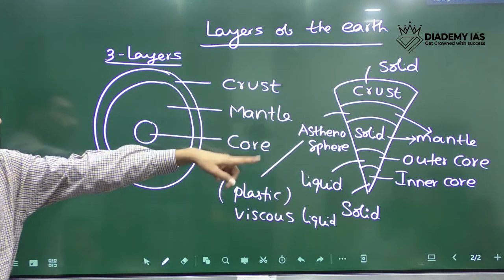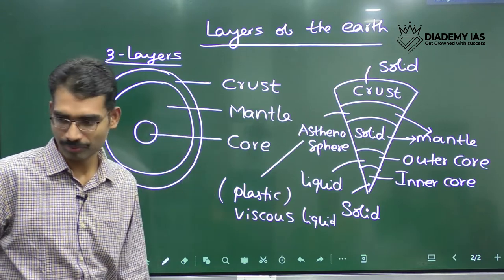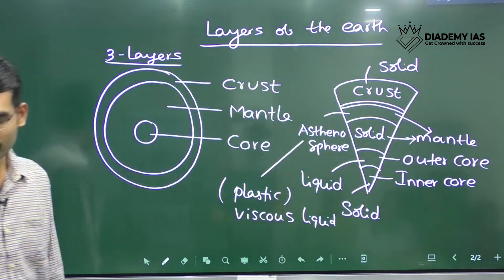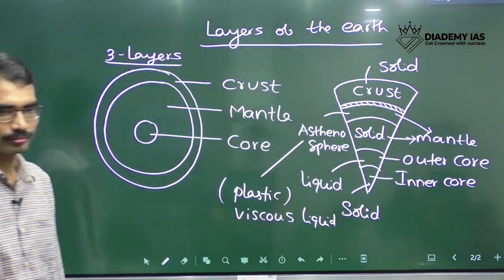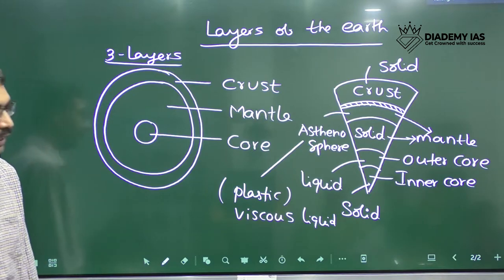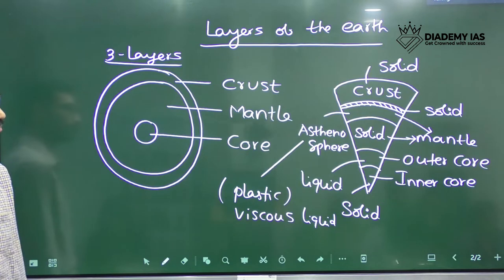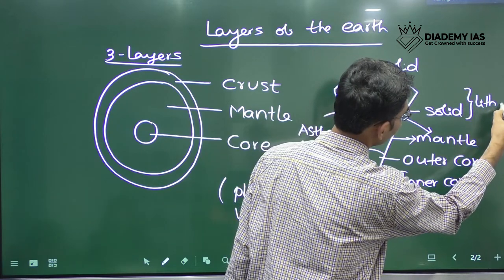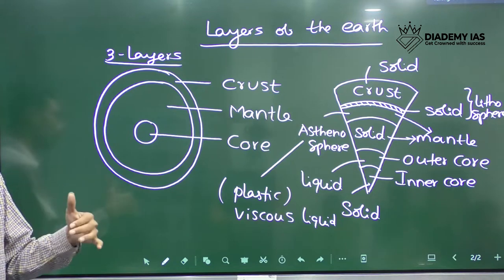Now next comes, here nowhere are we saying any word called lithosphere. Did we say any term called lithosphere here? But in the last class we were discussing lithosphere. Now here, there is a layer on the top of asthenosphere that is in solid form. So that is the uppermost part of mantle. Now this crust and uppermost mantle together are called lithosphere. Crust plus uppermost mantle.